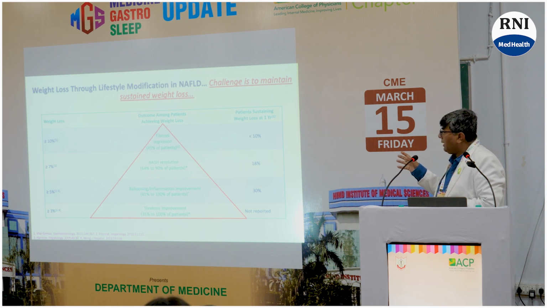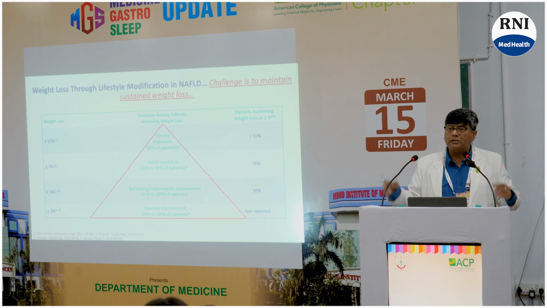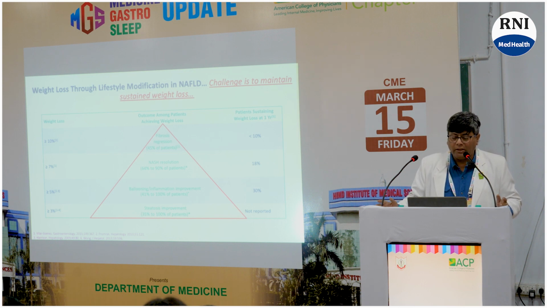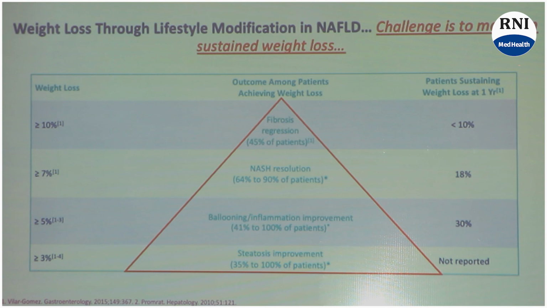If people are not able to lose 10% weight and lose 7%, then probably fibrosis regression will not happen, but NASH resolution will. Non-alcoholic steatohepatitis will regress and resolve in 64 to 90% of patients who respond, and 18% of people continue these changes for 1 year. With 5% weight loss, you can stop the ballooning and inflammation process in 41 to 100% of patients, and 30% of patients can easily maintain it for the year.